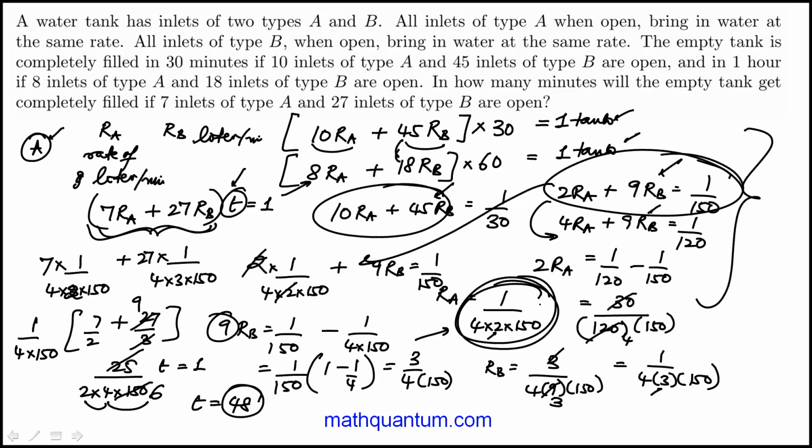But this type of question with these combinations of inlets, whether it's draining, has been on the CAT in recent years. So make sure you're comfortable dealing with it in whatever fashion works for you. So to summarize, the answer is 48.